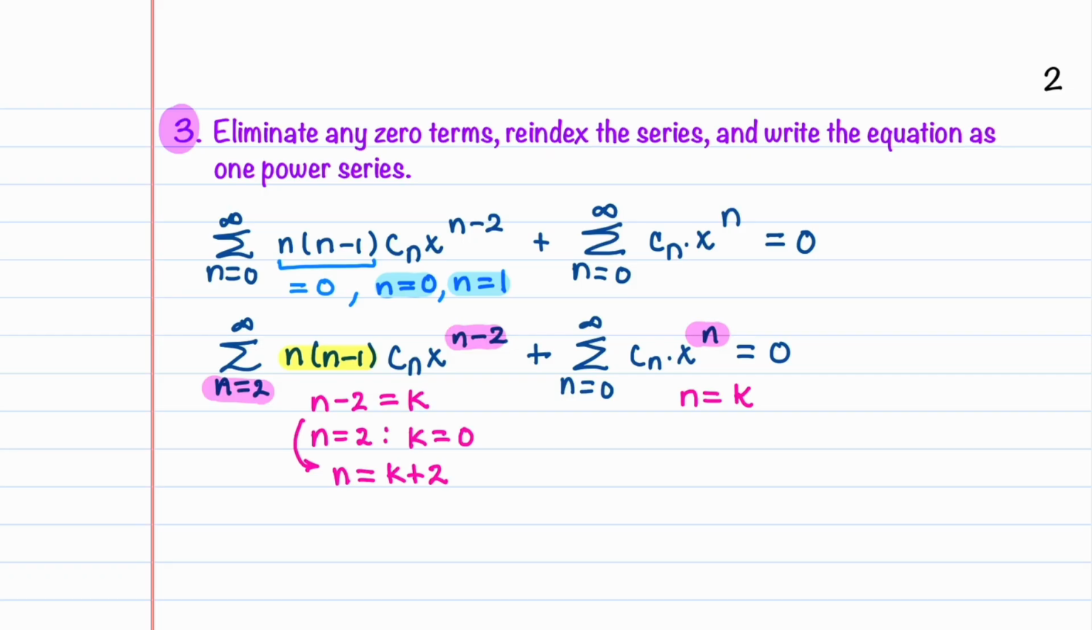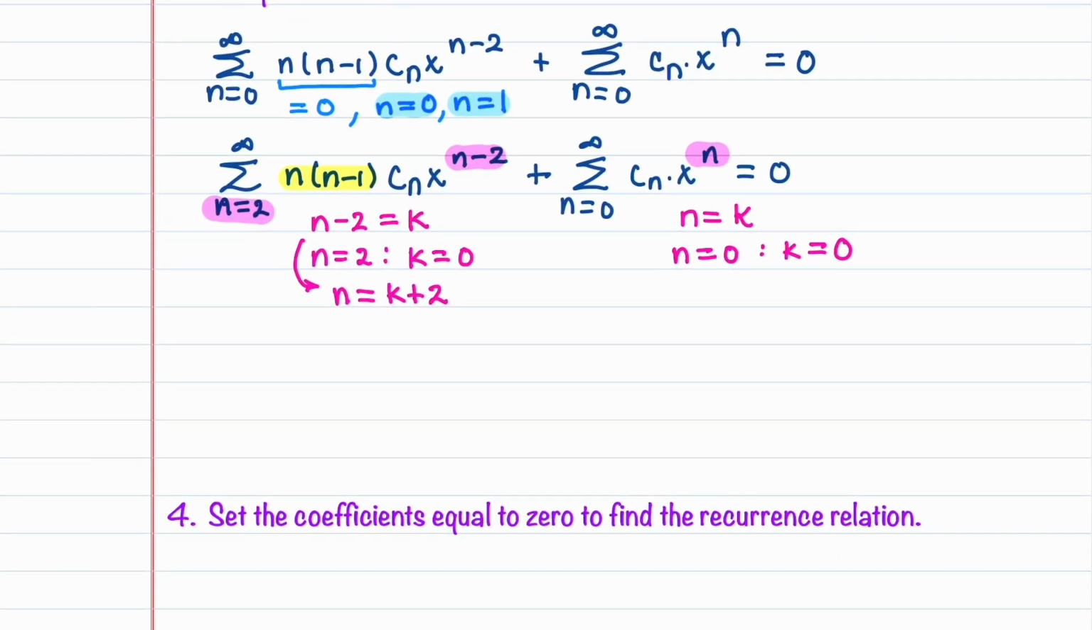Now let's look over here on the right. This one's pretty straightforward, but let's just write down when n is equal to 0, k is also equal to 0. Our first series is the sum. N goes from 2 to infinity, so this is now k goes from 0 to infinity.